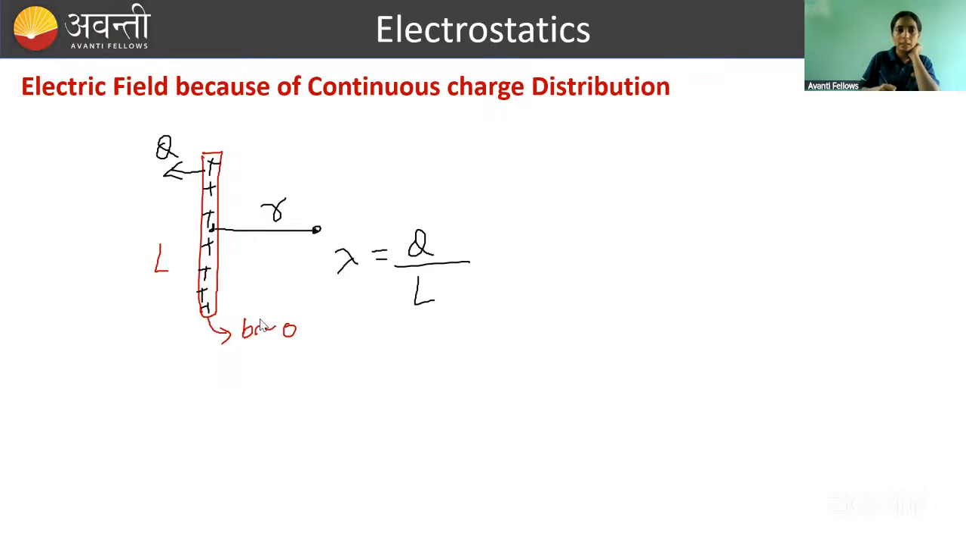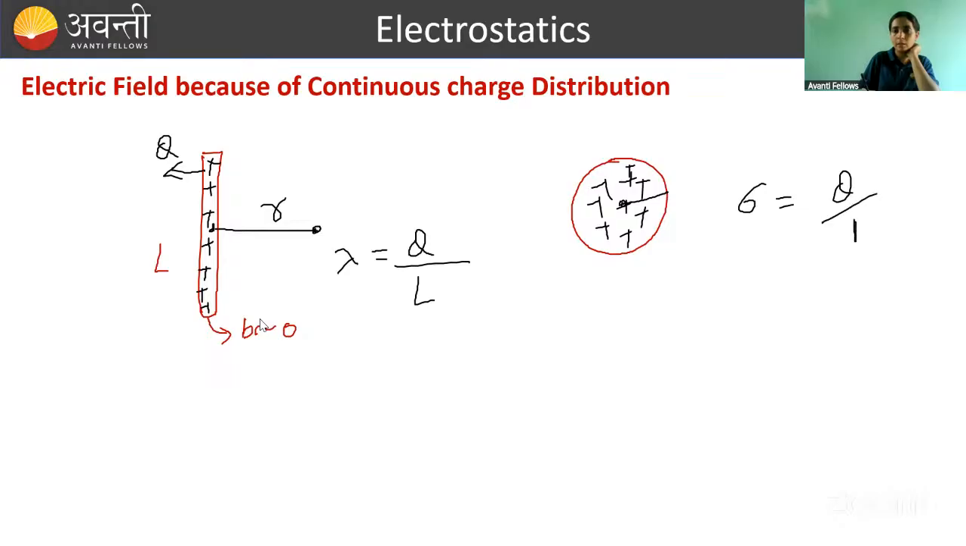Similarly, if there is a certain areal sort of thing, and charge is distributed over the area, and if its area is equal to A, then we will define sigma, and this is equal to q by pi r square, or directly write q by A, where r is the radius I have taken.